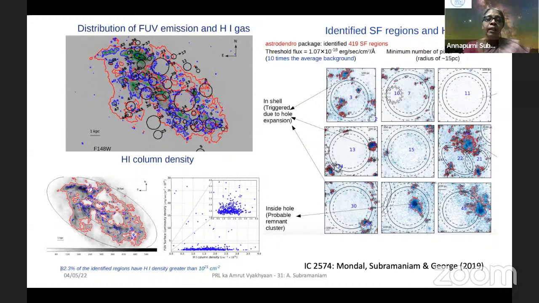So the idea over here is that in the central region, the episodes of star formation seem to be driven by the shells, but in the outer regions it is not. So even in irregular galaxies, the feedback mechanisms do play a role, but in the outer regions it is not just this feedback mechanism, but also the environment that tends to play a major role.